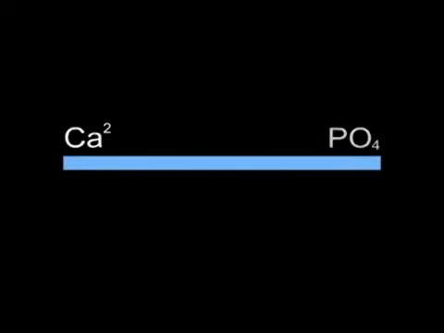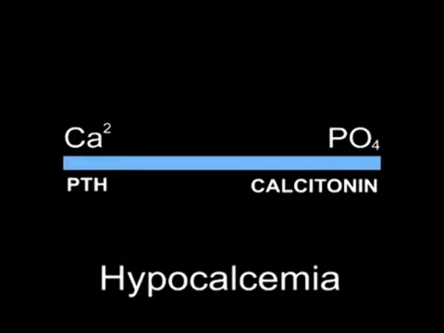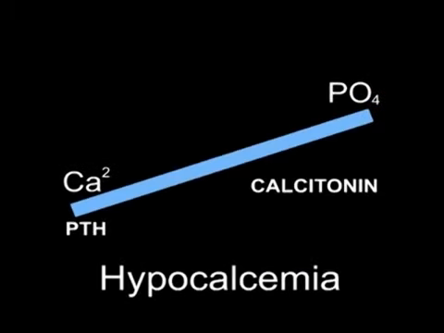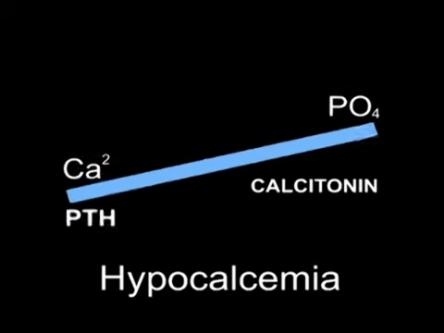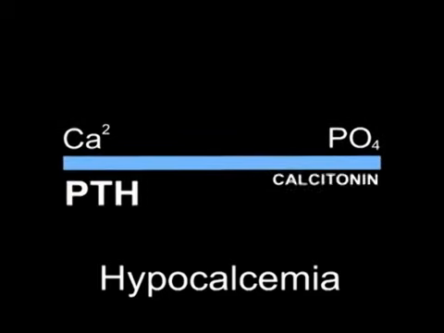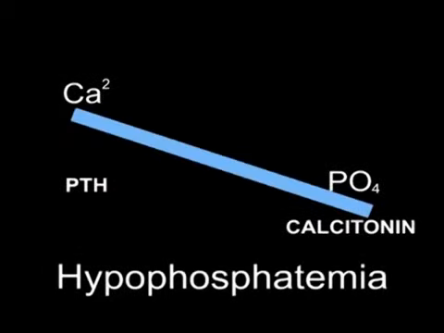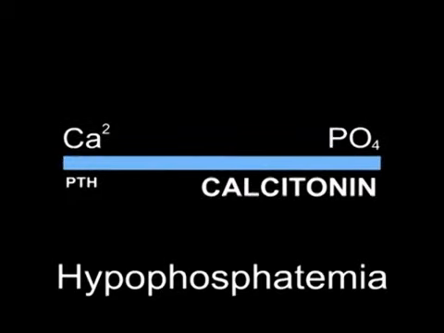During states of calcium and phosphate imbalance, hormones regulate plasma levels of these minerals. During hypocalcemia, wherein calcium levels are low, there will be an increase in parathyroid hormone secretion, while there will be a decrease in calcitonin secretion. However, during hypophosphatemia, parathyroid secretion will decrease and calcitonin secretion will increase.